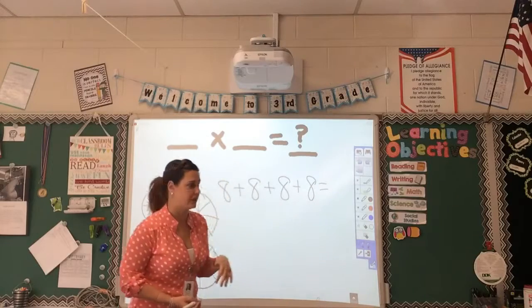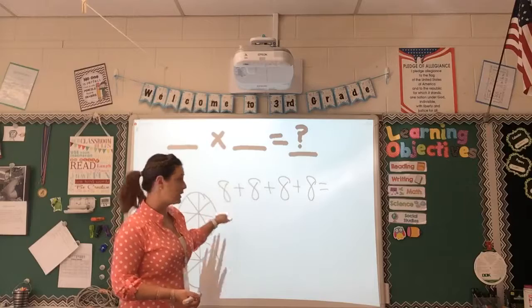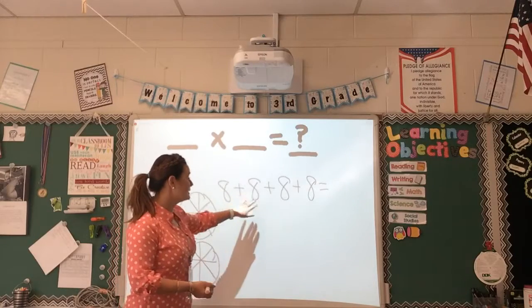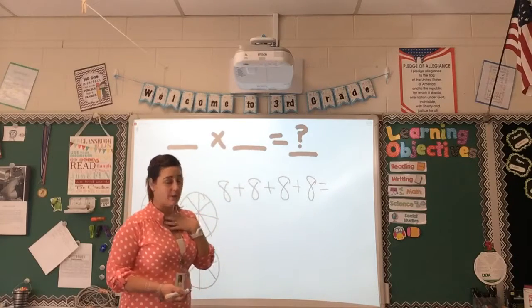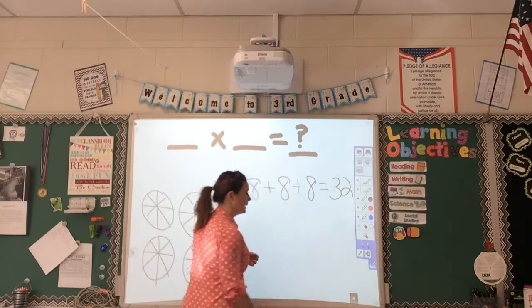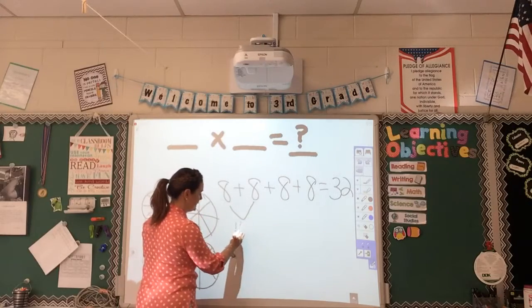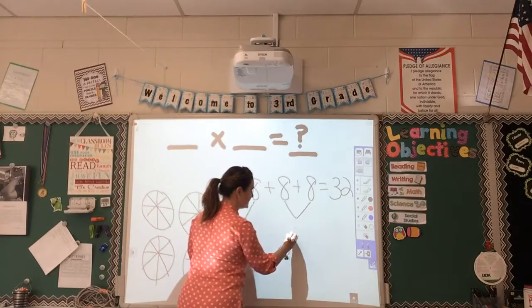This is repeated addition. I could try to do this in my head, but I may want to try to break it down. 8 plus 8 plus 8 plus 8, I know in my head is 32, but maybe we're not at that point. That's okay. We can add these two together. I know 8 plus 8 is 16. I know this 8 plus 8 is 16.